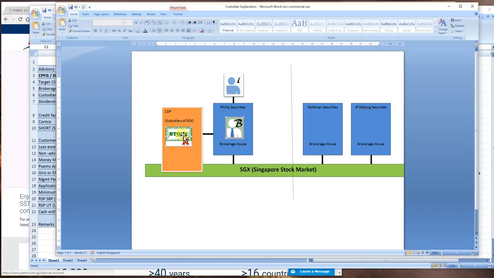But going forward, I think a lot of people will have both a cash prepaid custodian and a KC account. So how does the cash prepaid custodian differ? When you buy shares from the market in this instance, your stocks will be kept at the brokerage house. So this is where your shares are kept. Your shares will not go to the CDP here. So do note the difference.